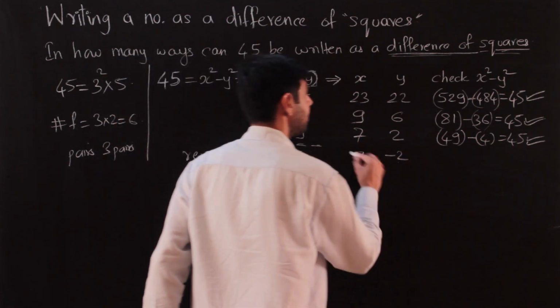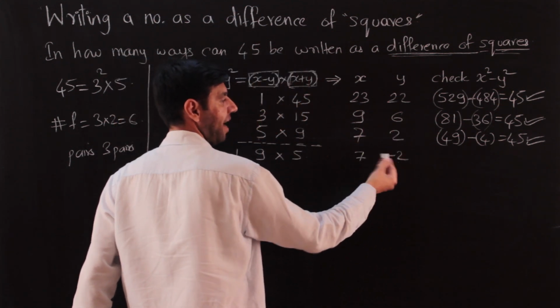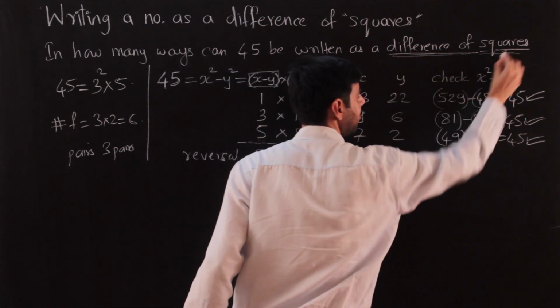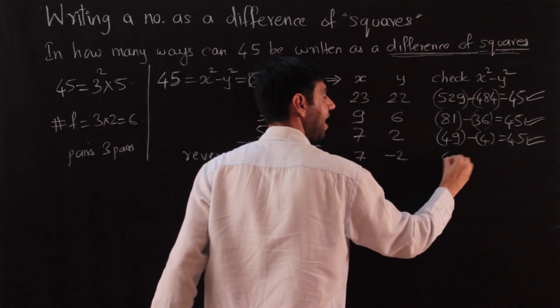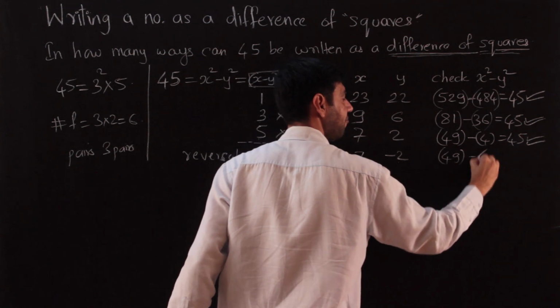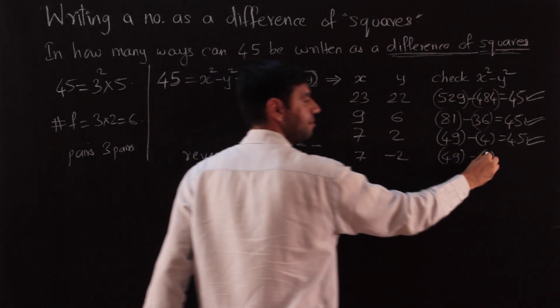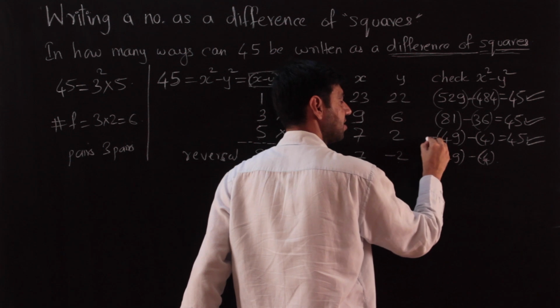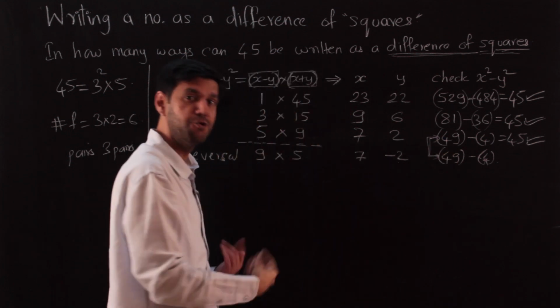What I want to talk about is that the value of x and y as a pair has changed, but the question is talking of the difference of squares. So is this the same as 49 minus 4? Minus 2 squared is nothing but a 4. So this is the same as the earlier one. So I'm not getting a new way.